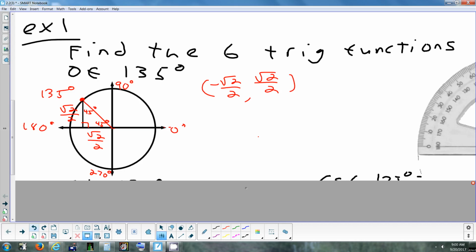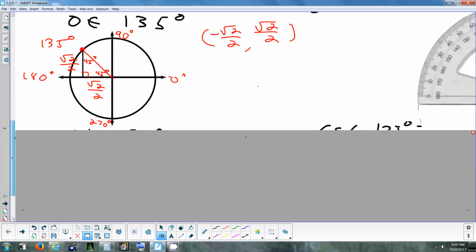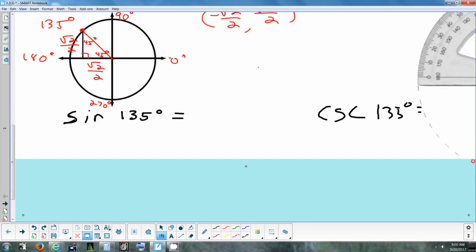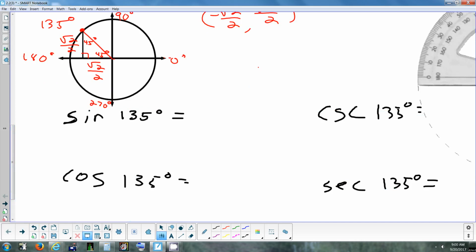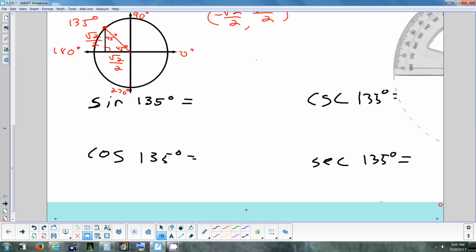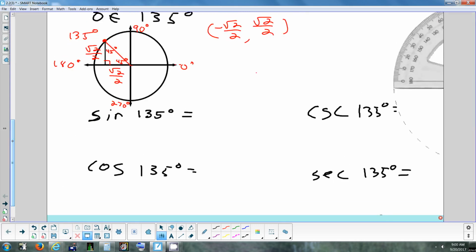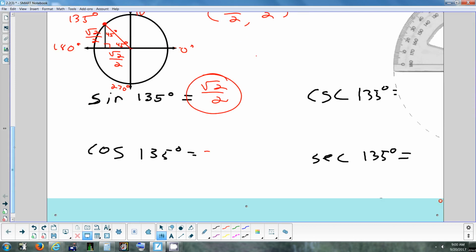Okay, now we just fill it in just like always. So we'll start with the sine. Eric, what would be the sine of 135? Root 2 over 2. Yep, the y value, which is root 2 over 2. Paige, the cosine? Negative root 2 over 2.